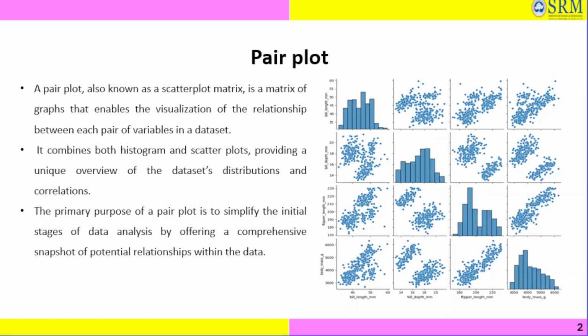A pair plot, also known as a scatter plot matrix, is a matrix of graphs that enables the visualization of the relationship between each pair of variables in a data set. The scatter plots are located off the diagonal of the matrix and illustrate how two variables are related. Whenever you see off the diagonal, we will have all scatter plots, and we don't have them in the diagonals.